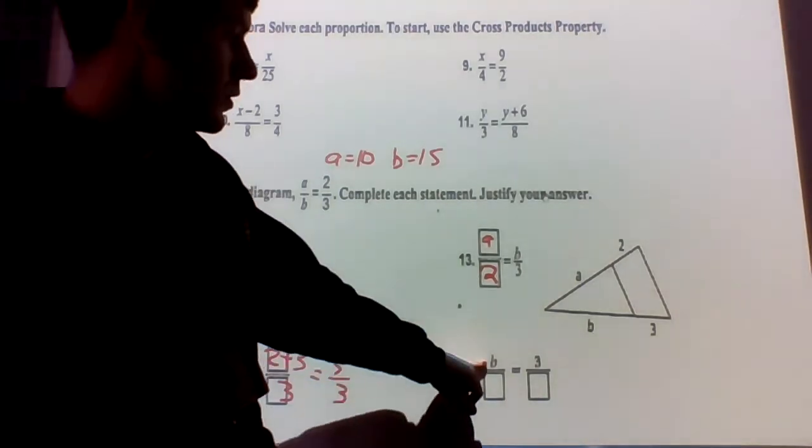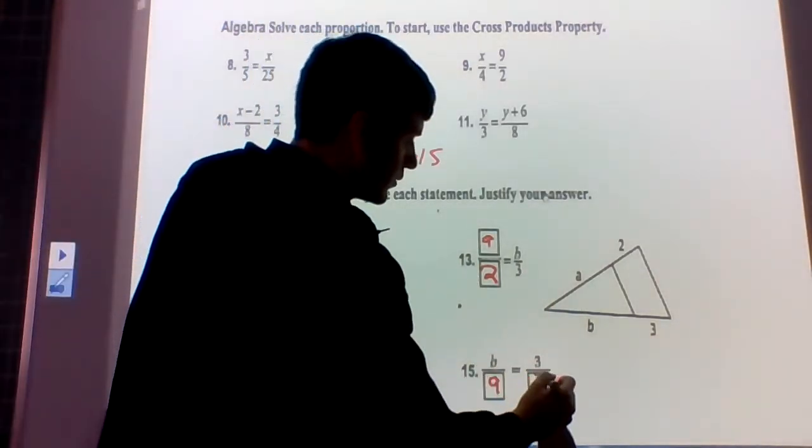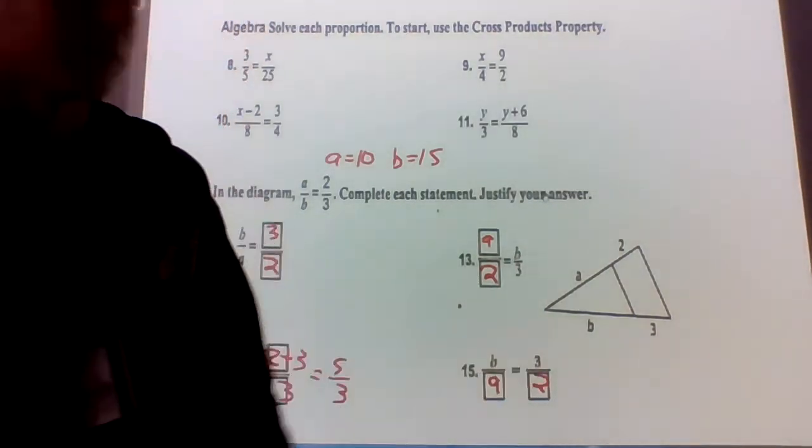Okay, again, b corresponds with a and 3 corresponds with 2, so we're going to do a over b, or b over a, equals 3 over 2. And again, if you want to plug numbers in, 15 over 10 equals 3 halves.